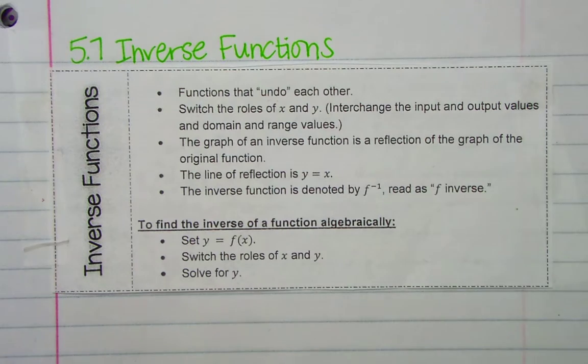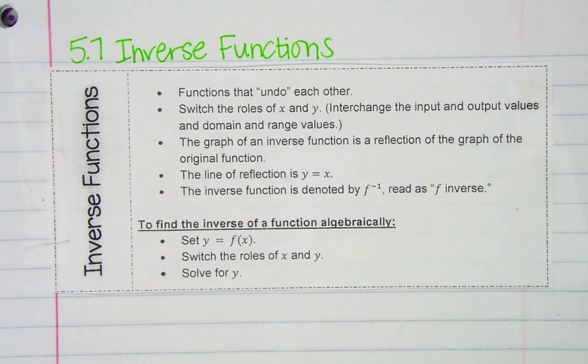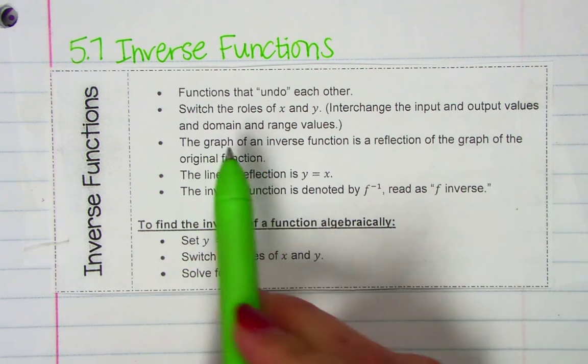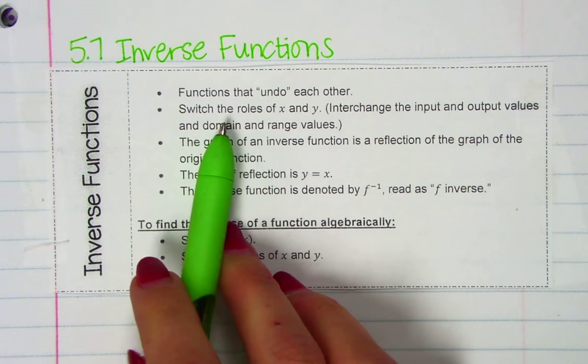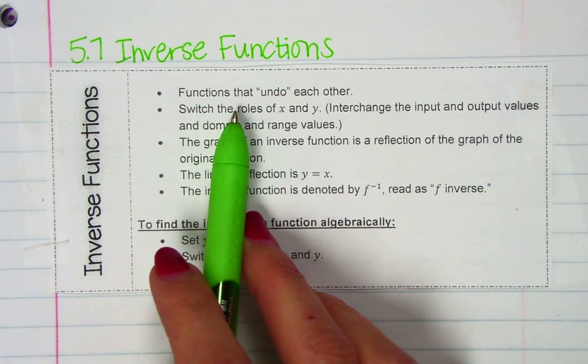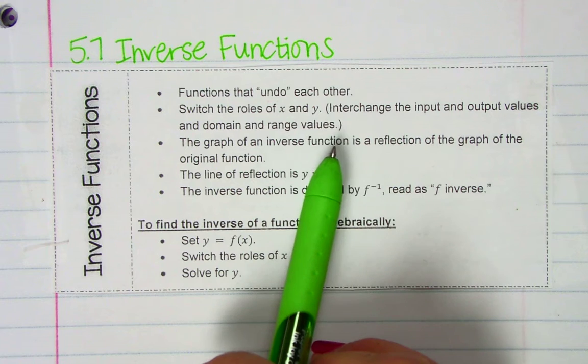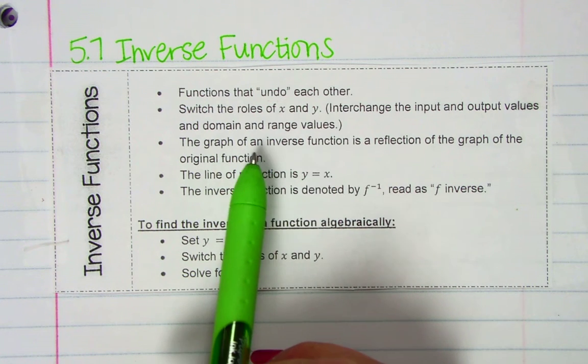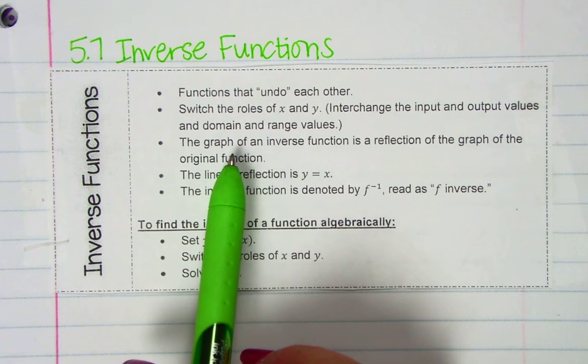Okay? They undo each other. Like they're kind of like opposites. Like one of them is tying your shoe, and the inverse function of that is untying your shoe. They undo each other. It's kind of like two sides of the same coin. The way that you find the inverse function is that you switch the x and y. You interchange the input and the output values. Then the graphs of inverse functions.